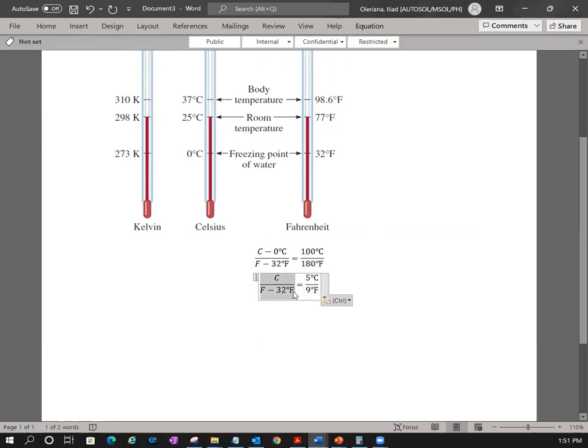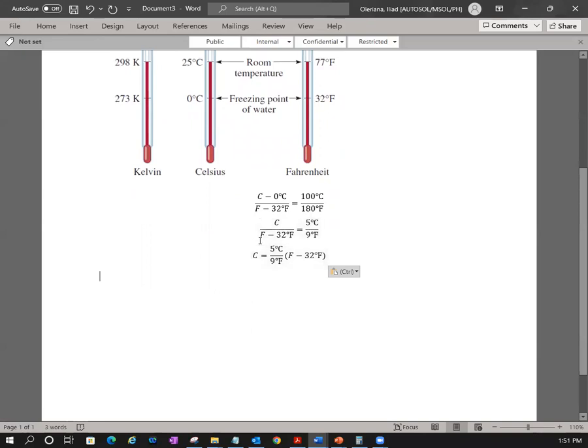Then we have F minus 32 degrees Fahrenheit. Then further simplifying, it would look like this. So what did we do? This part, F minus 32, we put on this side. So we multiply both sides by F minus 32. So it goes to the right side. So that is our conversion.